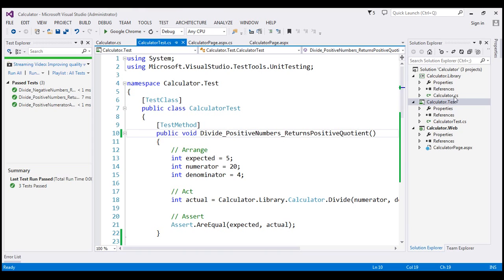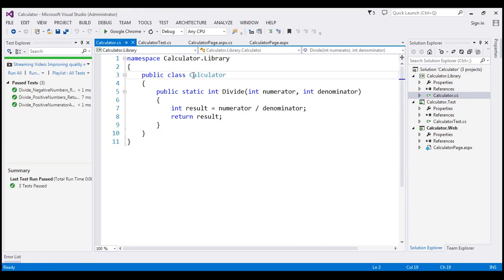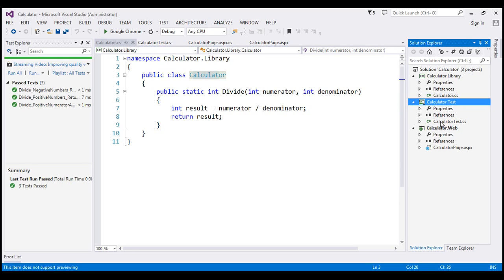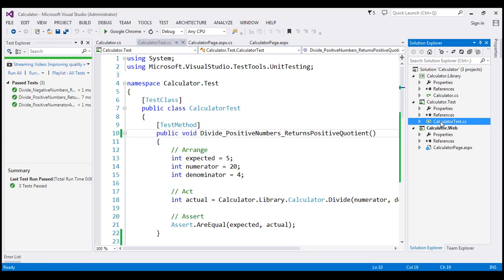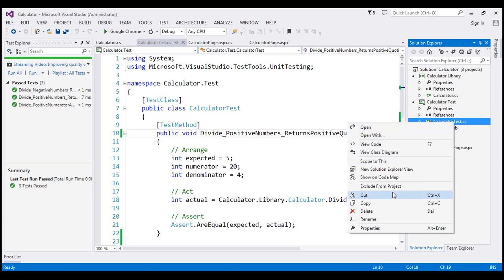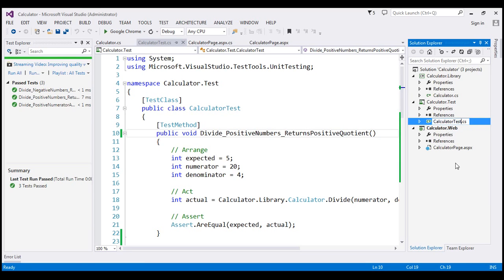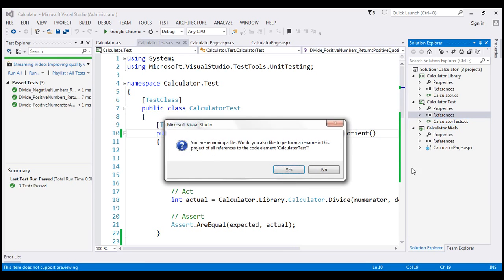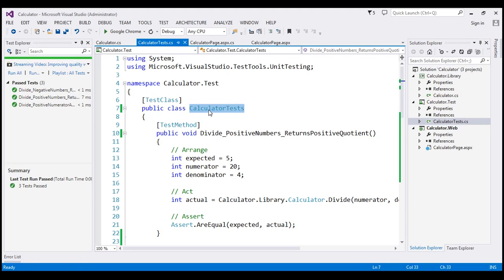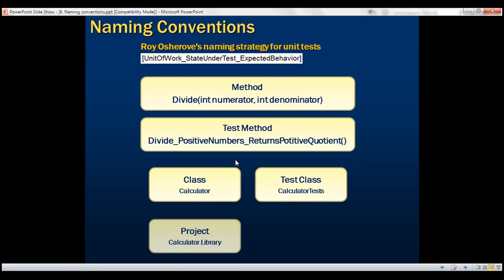So if you look at the calculator class here, this is present in the calculator.cs file, and if you look at our unit testing project, the file name is calculator test. Notice I have not pluralized the word test. Some people like to pluralize it, some people don't. Let's actually pluralize it. So let's rename the file. When we rename the file and when I hit enter, look at this, it's prompting me to rename the class name as well. I'm going to click Yes, so the class name is also calculator tests, which makes more sense. So that's the naming strategy for test classes.